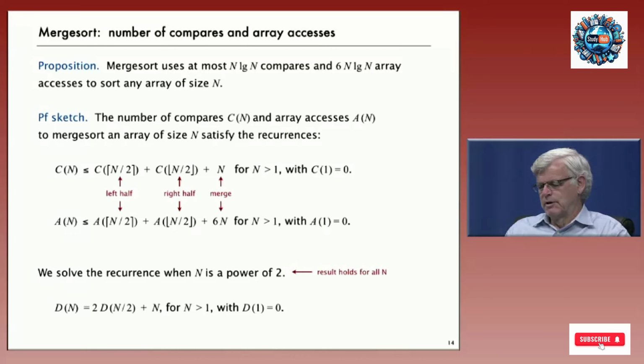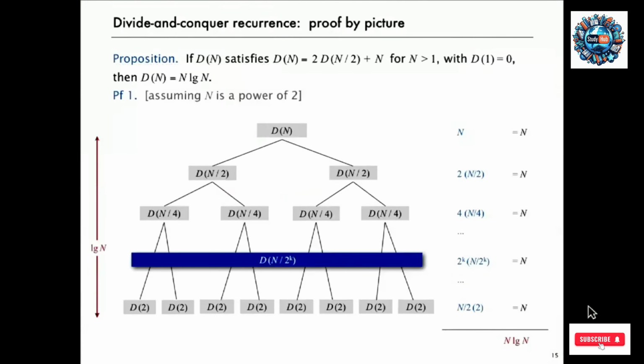But what we can do is show how to solve the recurrence when n is a power of 2. And then it turns out that it holds for all n, which we can prove by induction from the recurrence. So if you have this recurrence, which is similar to the ones that we're talking about, it's exactly the same when n is a power of 2. Let's look at this one. If d of n is 2d of n over 2 plus n, with d of 1 equals 0, then d of n equals n log n.